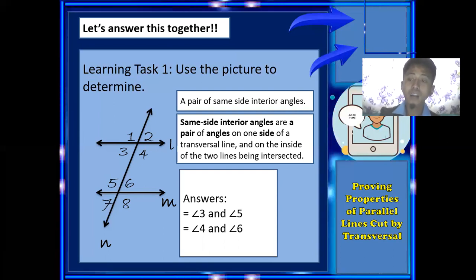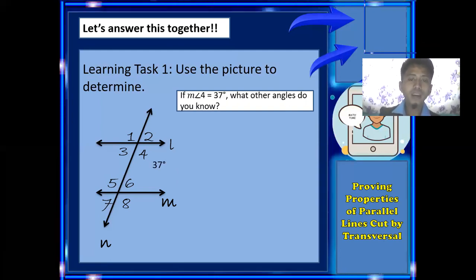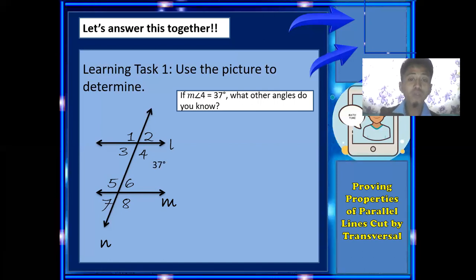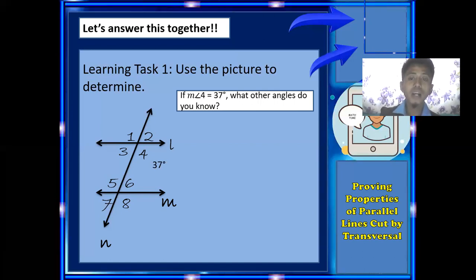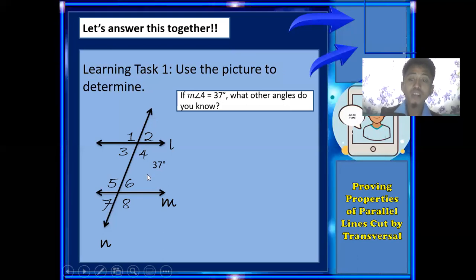Then next is angle 4 and angle 6. Do you have any question about this one? Next, if the measurement of angle 4 is 37 degrees, what other angle do you know? If angle 4 is 37 degrees, what is the measurement of the other angle?